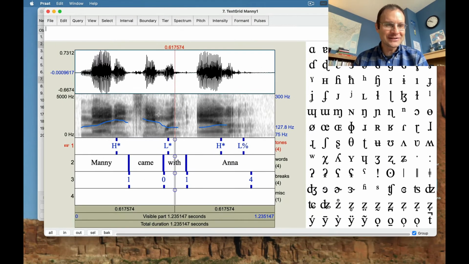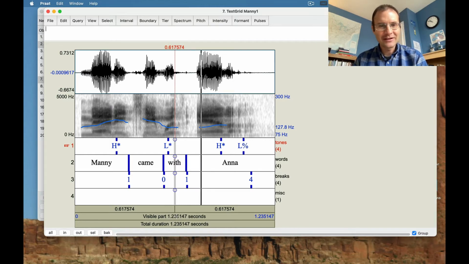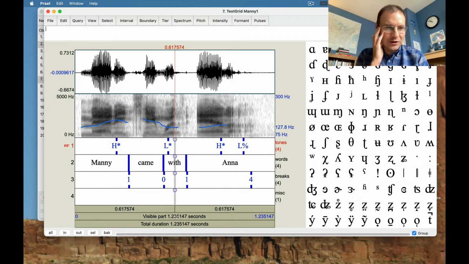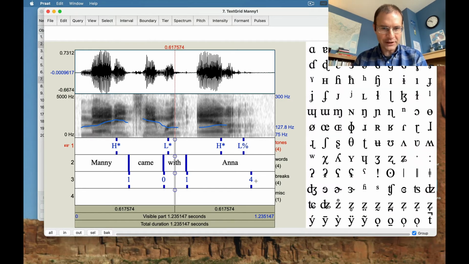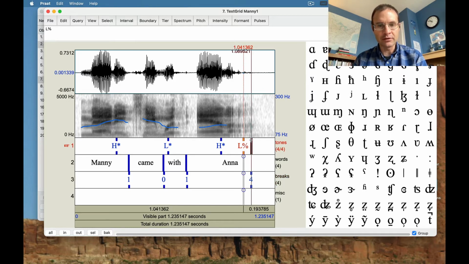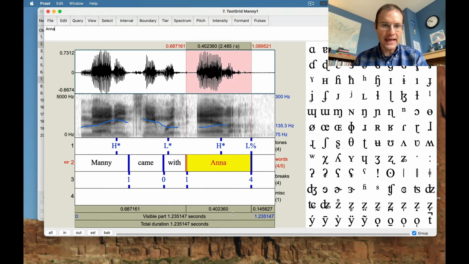Another sentence or utterance about Manny. Manny came with Anna. Okay, so what's going on with this one? Manny came with Anna. First of all, maybe we can clean up what's going on here at the tail end. So remember that the boundary tone and this 4 break should line up. That's just a little housekeeping detail. And we can put a break there at the end of the word Anna as well.